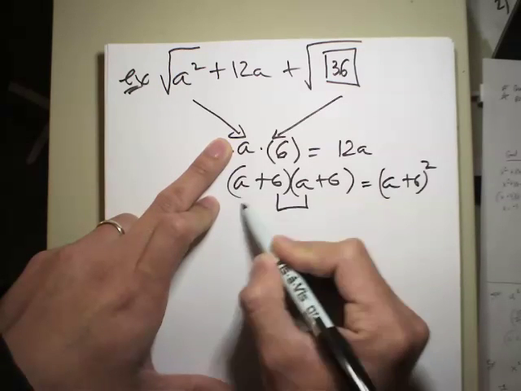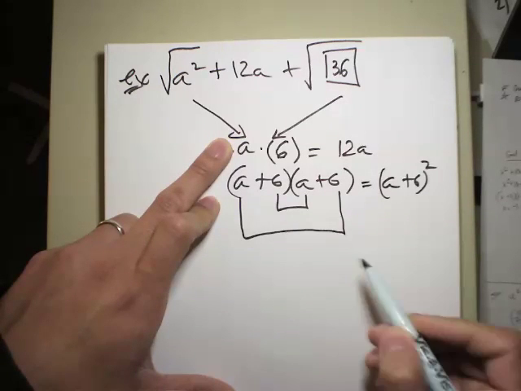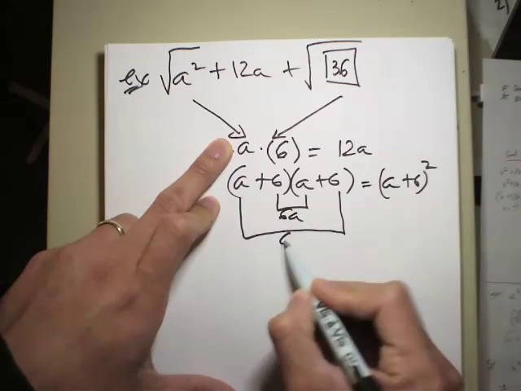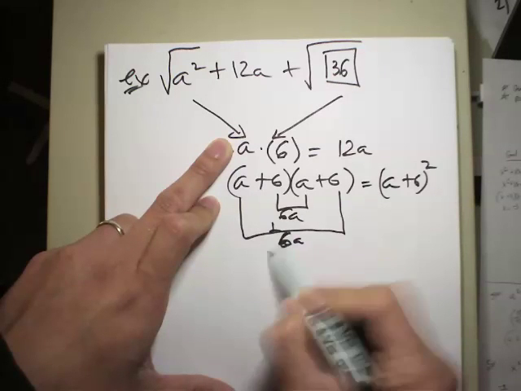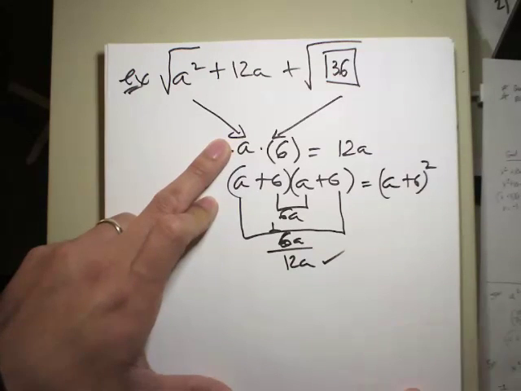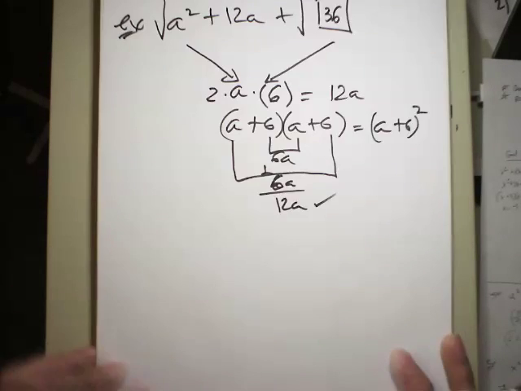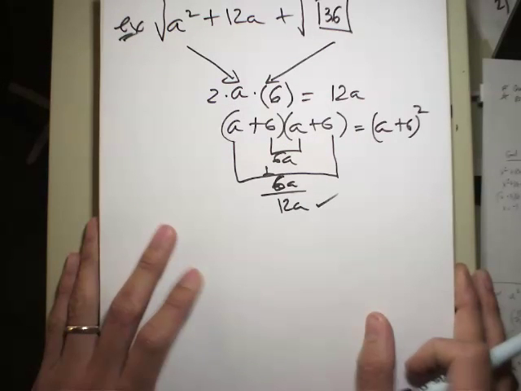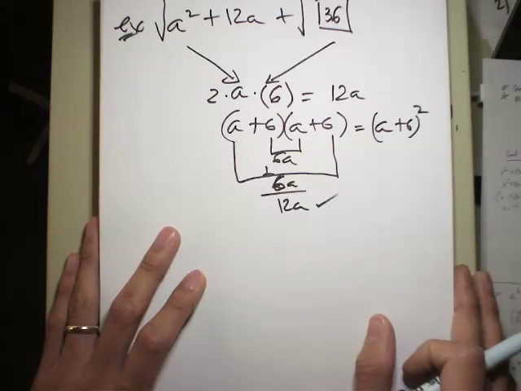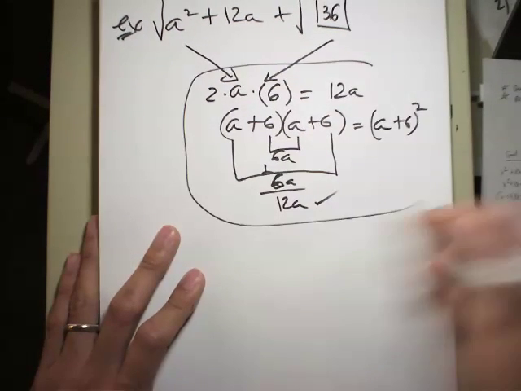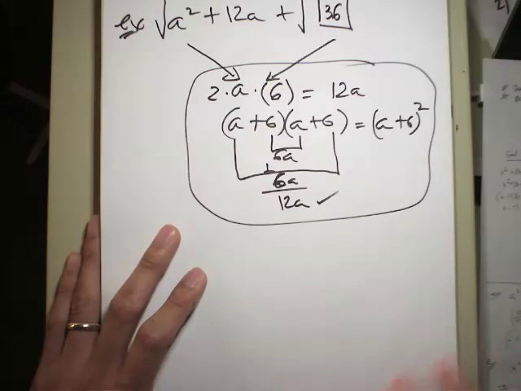Notice that if I take the product of the inner and the outer terms, it should add up to 12a. Okay, so that's how I know it works. That's what I'm trying to ask you to find. But there is an easier way to find our 36 instead of having to go back and do it this long way. Okay, and let me introduce you to that way right now.